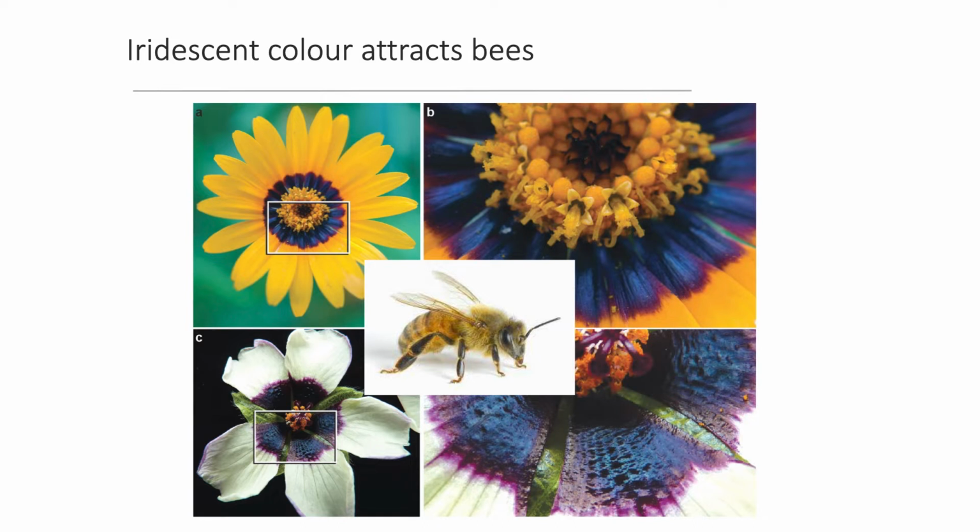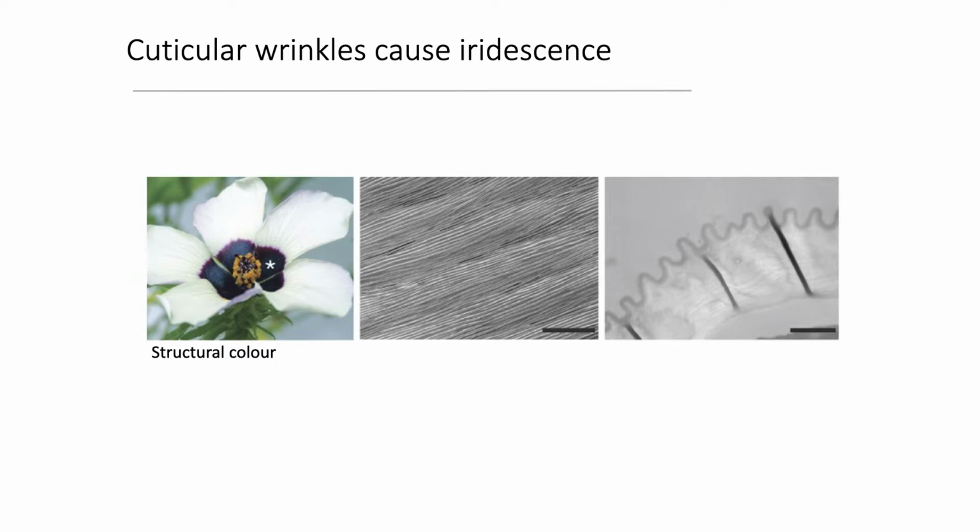And so this is hibiscus, this flower with this purple bit in the middle. And the way that it has this structural color is because it has these ridges in the cuticle. So the cuticle is the layer on the surface of the petal and has these teeny tiny little ridges, which are close to the wavelength of light. And the most important thing about how they work is that they're really lined up.